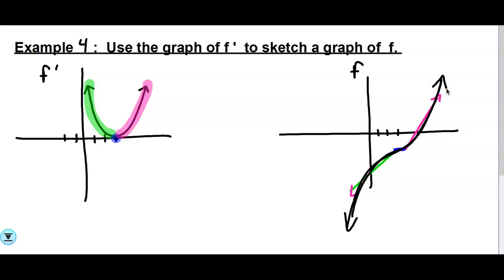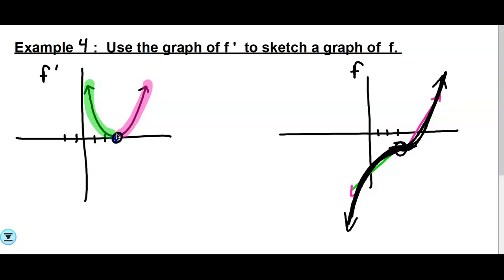Okay? It does need to get kind of flat here, though. There we go. Because it has a flat slope at 3. But I want you guys to notice something. This is not a relative min or a max, even though f prime touches the x-axis.